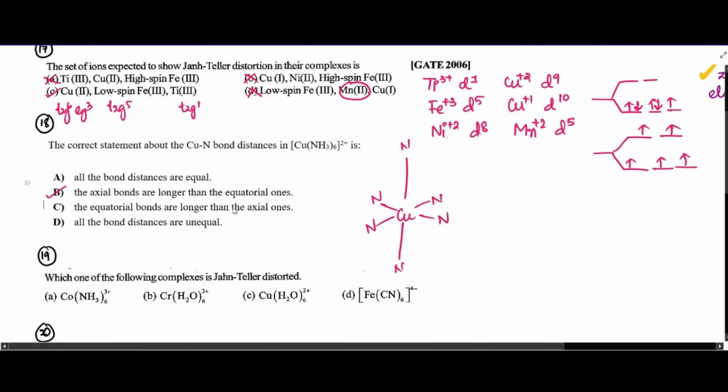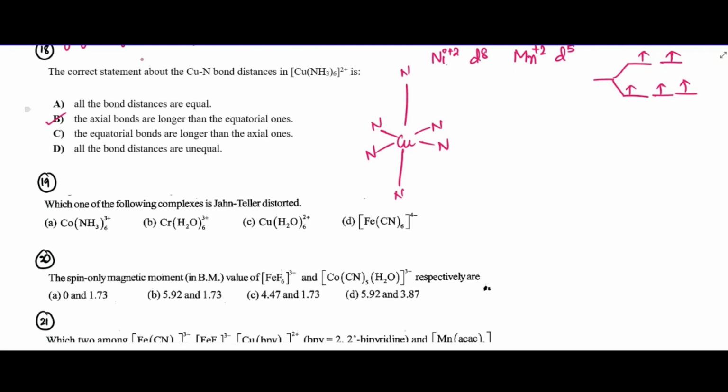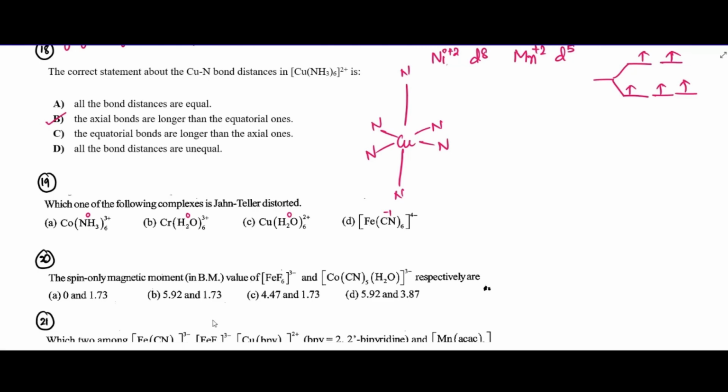Okay, the next question also, you can try it on your own. Instead of giving you just the metals along with the oxidation states, they have given metals with various ligands. I hope you know the charge of each ligand. NH3 is neutral, water is neutral, and cyanide is -1. So you find the oxidation state of all the metals and tell me which is the correct option.